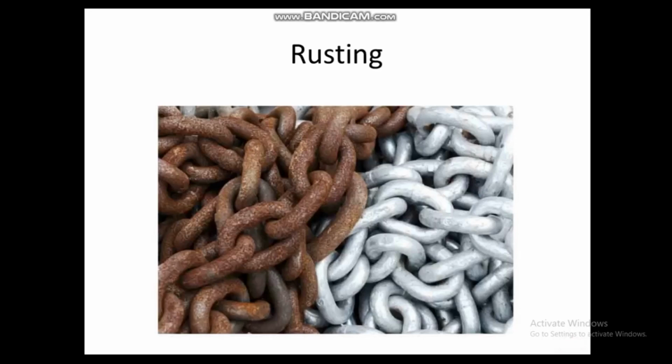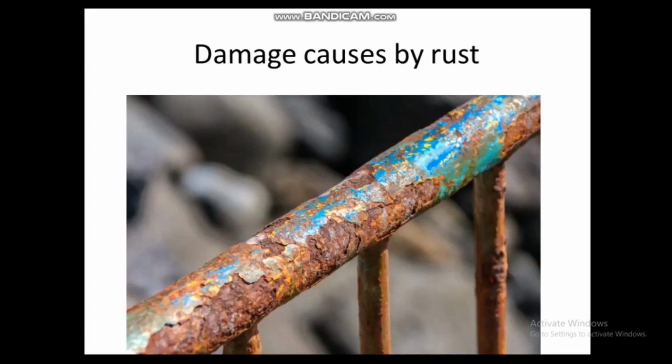When we leave the chain or any iron object in open space, in the atmosphere we have water vapor and oxygen, and these two react vigorously with the object. After some days we can see that rust is there on the object. This is not a good thing, because the iron objects can be damaged by rusting. The more rust there is, ultimately the object cannot be used anymore and we have to replace it.